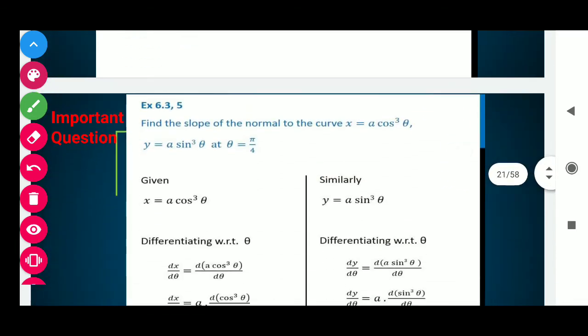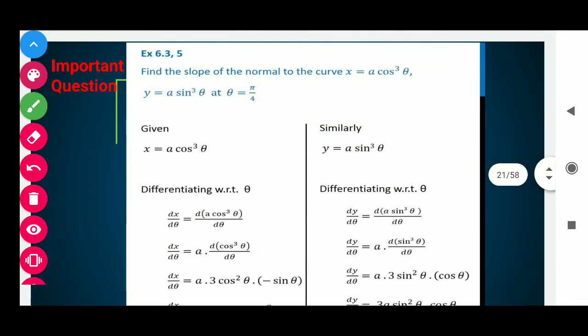Now students, here we have question number 5. That's a really important question. Find the slope of normal to the curve x is equal to a cos cube theta and y is equal to a sin cube theta at theta is 45 degrees. Students, हमें normal का slope find करना है.